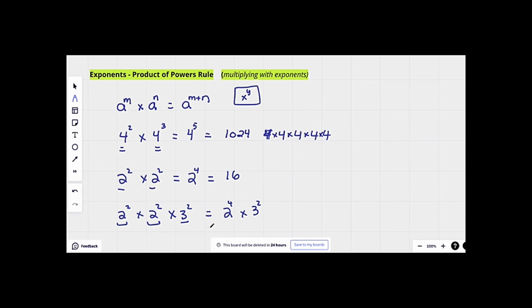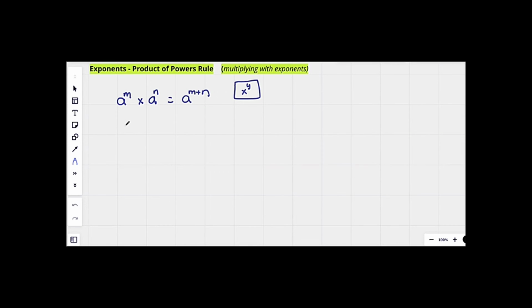So what this means is that we got to solve this individually. So 2 to the power of 4 is 16 times 3 to the power of 2 is 9. And now we can multiply these two together. And when we multiply those two together, we get 144. So just something to keep our minds on, that when we are applying the product of powers rule, we need to look at our bases, and we can only add the exponents where the bases are the same. Okay, let's do a couple more examples.